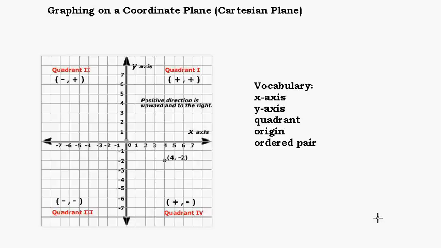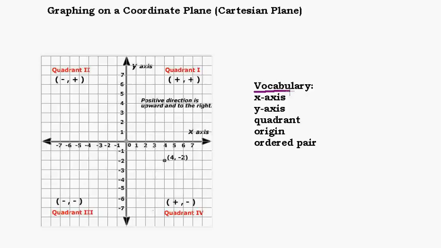In this video, we're going to introduce you to graphing on a coordinate plane, which is sometimes called a Cartesian plane, named after René Descartes, the guy who came up with this. So you may see this Cartesian plane. That's just a fancy word for this picture right here, which is called a coordinate plane. So let's start by going over some vocabulary words, and then we'll do some examples.